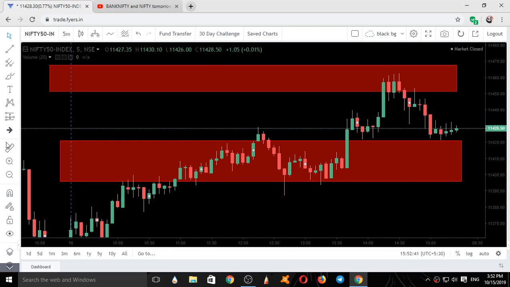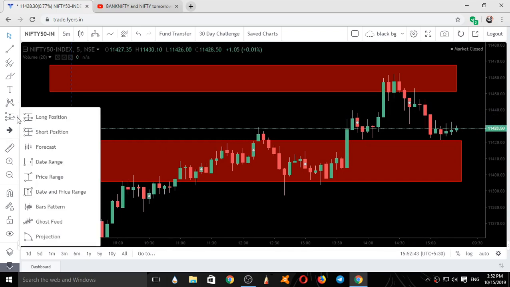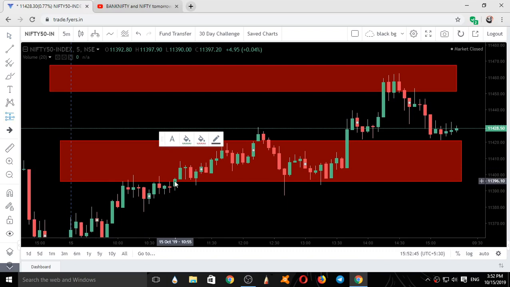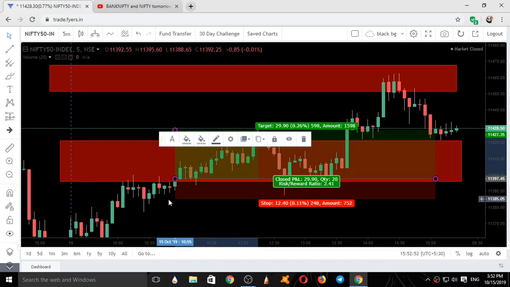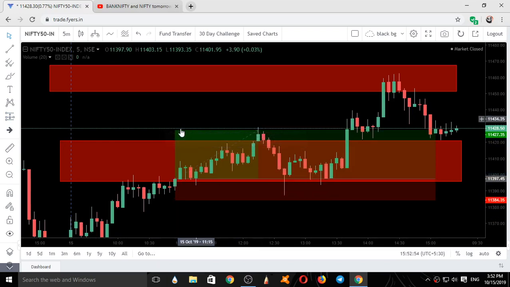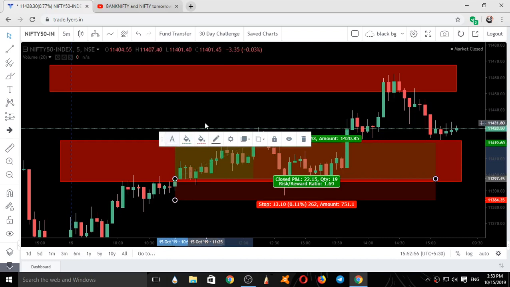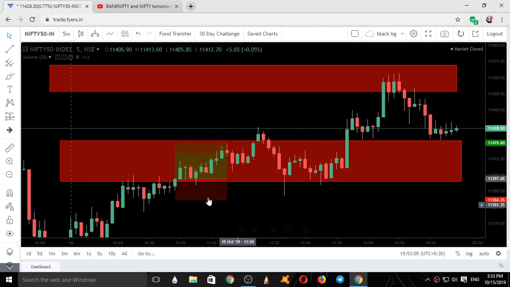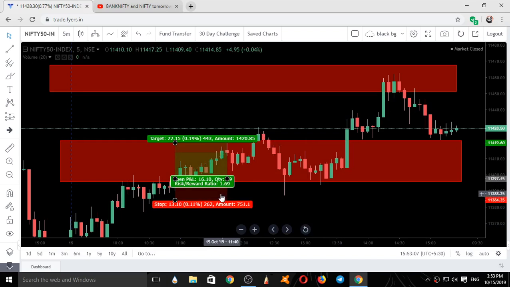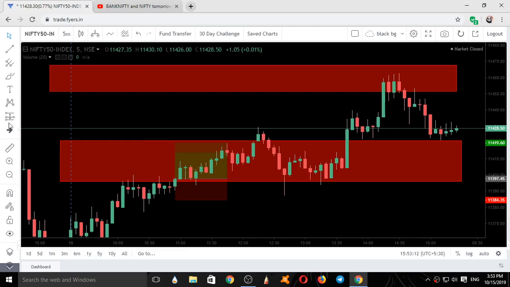So we will see what were the possible setups today. After it had closed inside this, you could have taken a long trade here. Stop loss could have been this one, and target would have been the high of this candle. Stop loss was around 13 points, target was around 22 points. This was one of the trades.